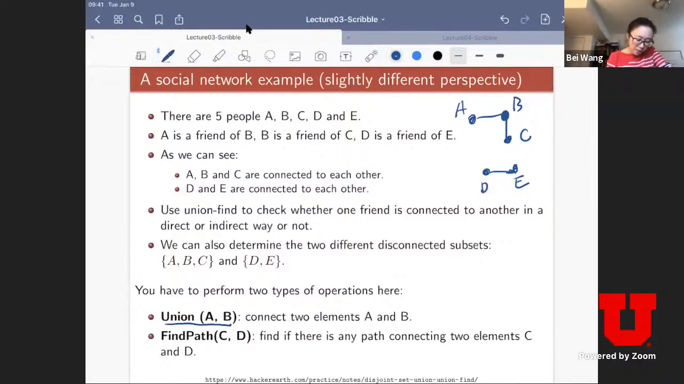And I have an operation here: find path C D is to find if there is a path connecting two elements C and D. In order to achieve this sort of analysis task, the underlying data structure is basically union find, all right?